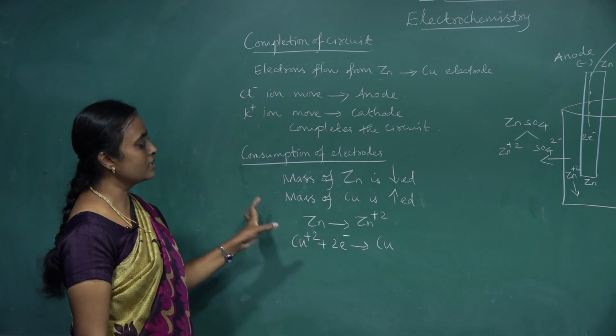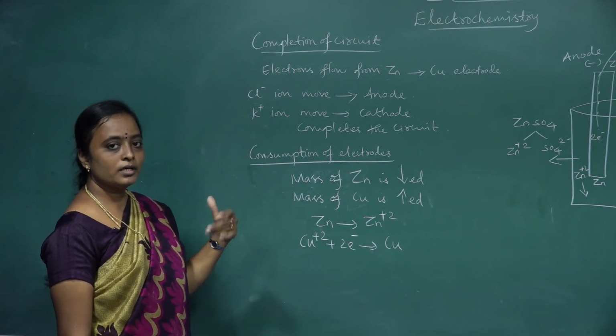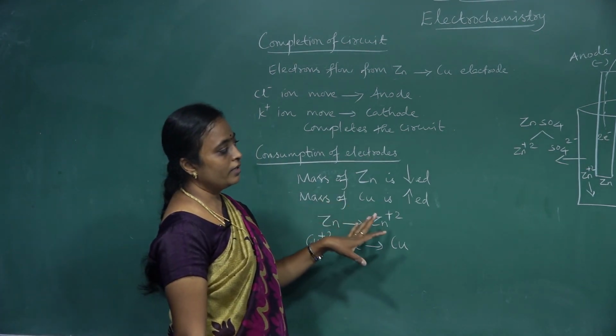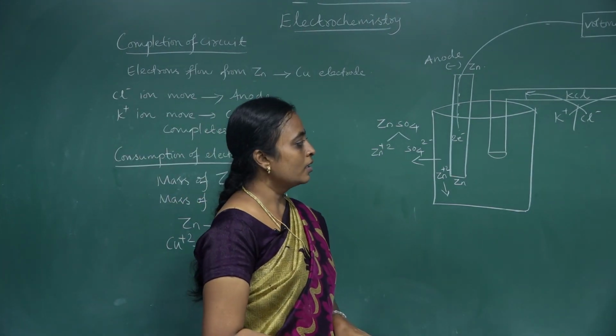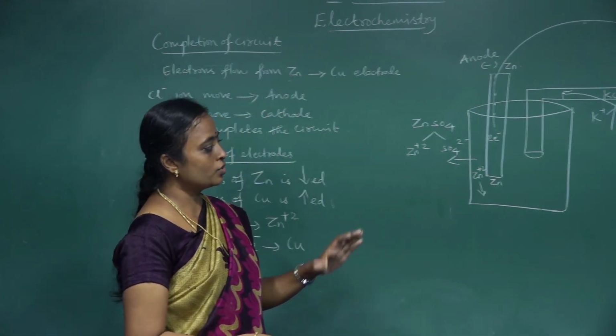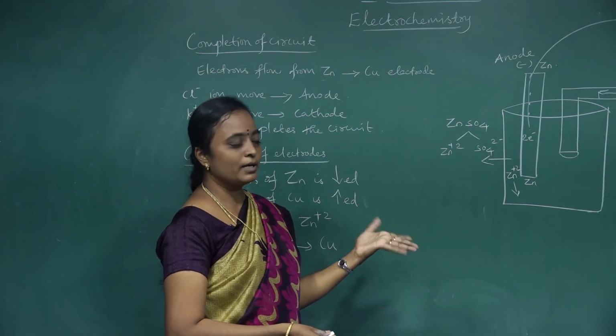This is called the consumption of the electrode. We are talking about in terms of mass, because whenever the flow of 2 electrons in the cathodic compartment will convert copper 2+ ion into copper, and that should be deposited. So generally the mass will be increased.